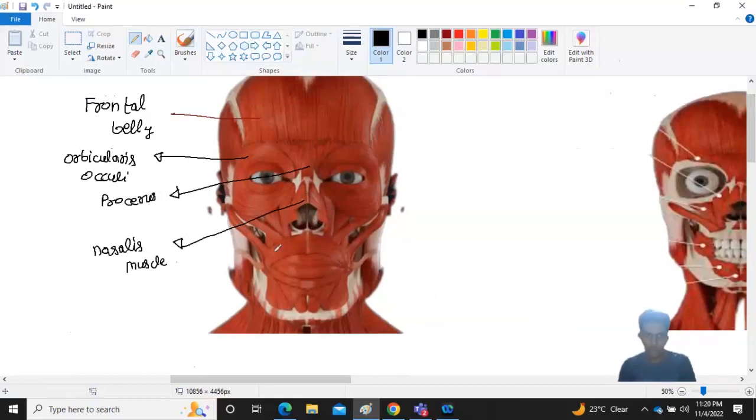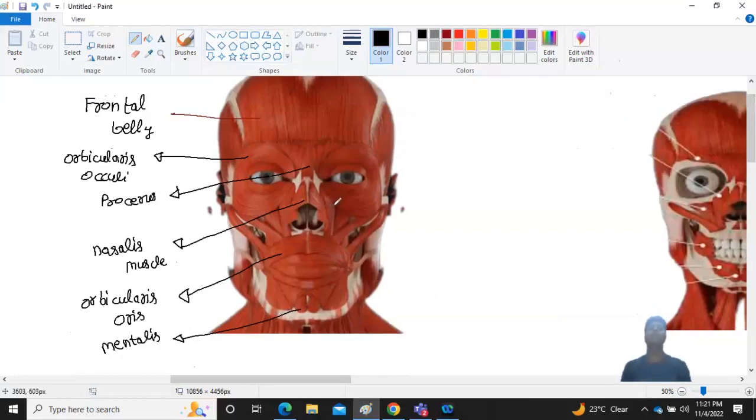Another is around the mouth. This is orbicularis oris. Then this is the mentalis muscle. And another is this whole big muscle, the levator labii superioris alaeque nasi. This is, we mark.